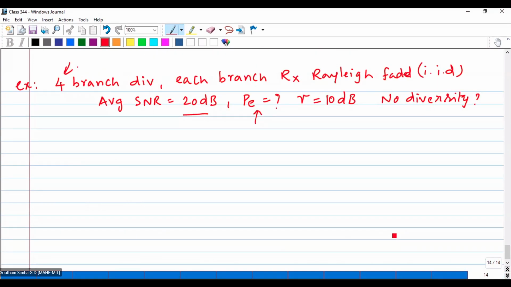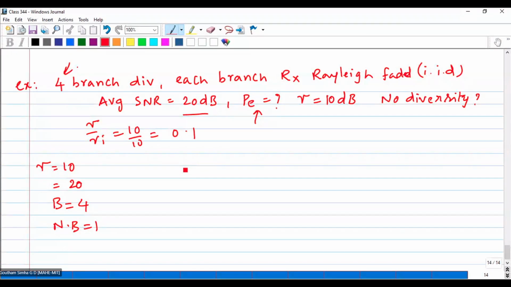Okay, fine. Now, first you have to understand what the power ratio is. Power ratio is gamma by gamma bar. Gamma by gamma bar is 10 by 100, that is equal to 0.1, since 20 dB is 100. Gamma is 10. Gamma average is 20 dB. How many branches do you have to compare? M is equal to 4. First we have the no diversity case, where the number of branches is equal to 1.